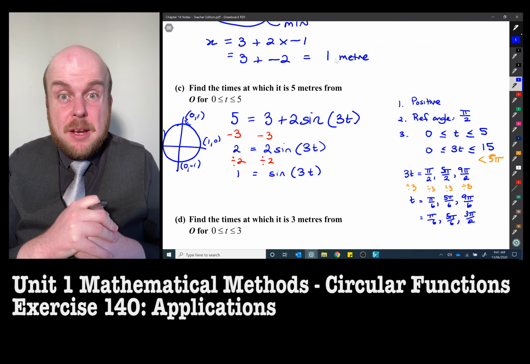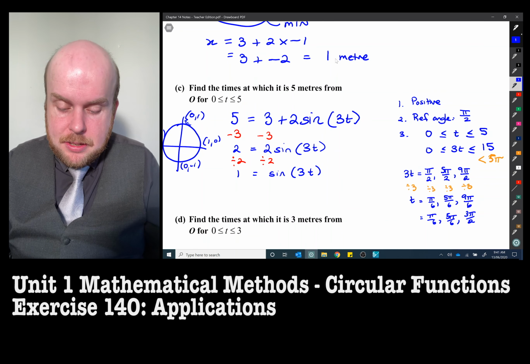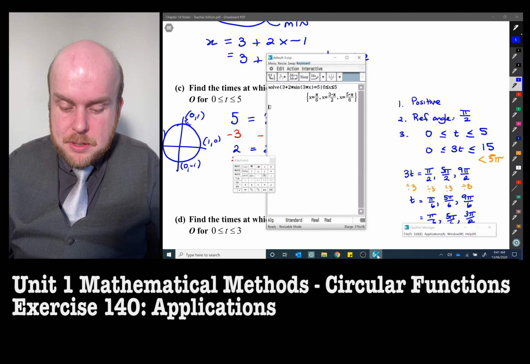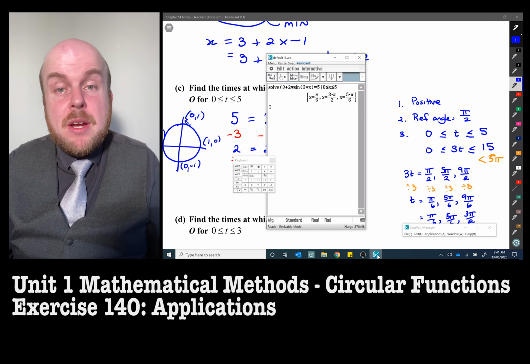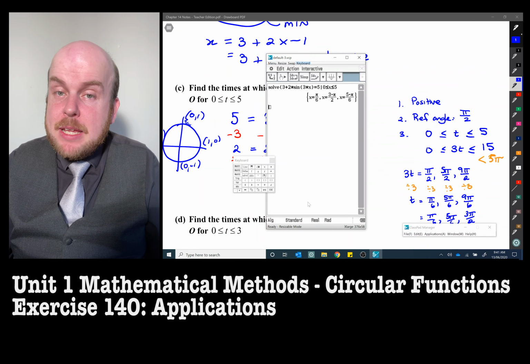So the only thing I would do is just to double check that I am right on my CAS calculator, because I'm still learning at this point, and I'm right. So there is my solution, things solved there. You'll notice there, of course, I've made sure to restrict the domain. And I've kept my answers exact.